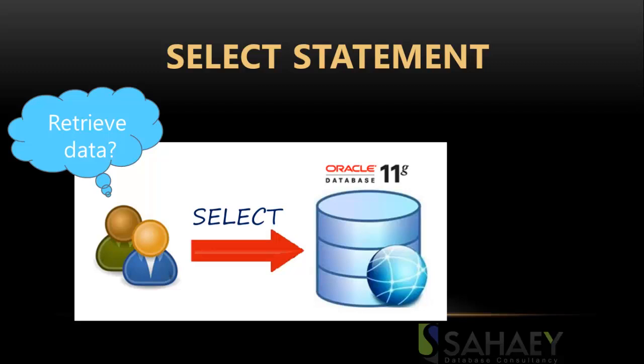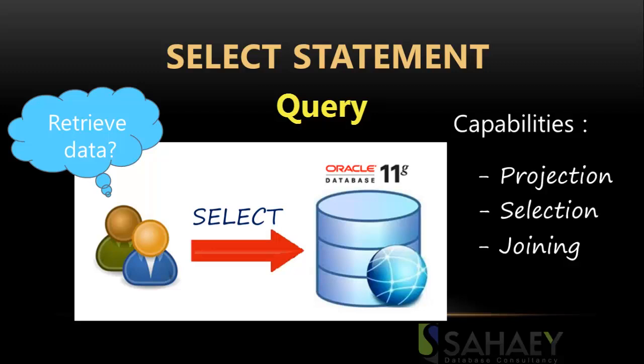Since select is the only SQL command that can be used to query data from the database, it is also known as a query. The select statement is capable of performing 3 of the 9 relational operations that we discussed in the introduction chapter. These 3 operations, also known as the select statement capabilities, are projection, selection, and joining. Let's review these capabilities once again.